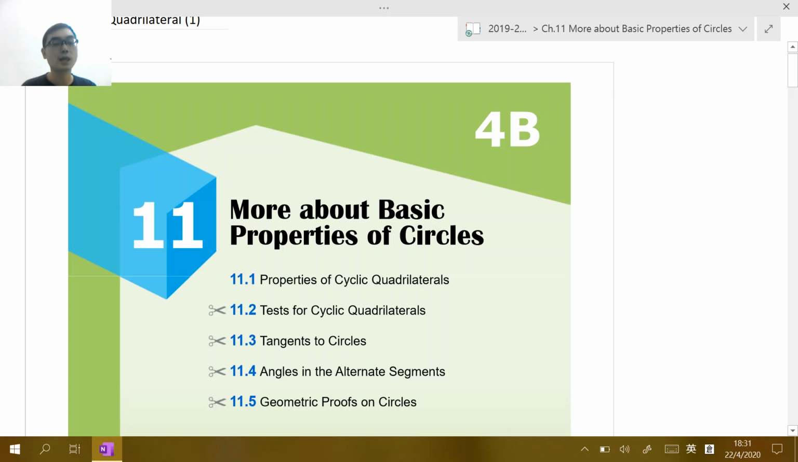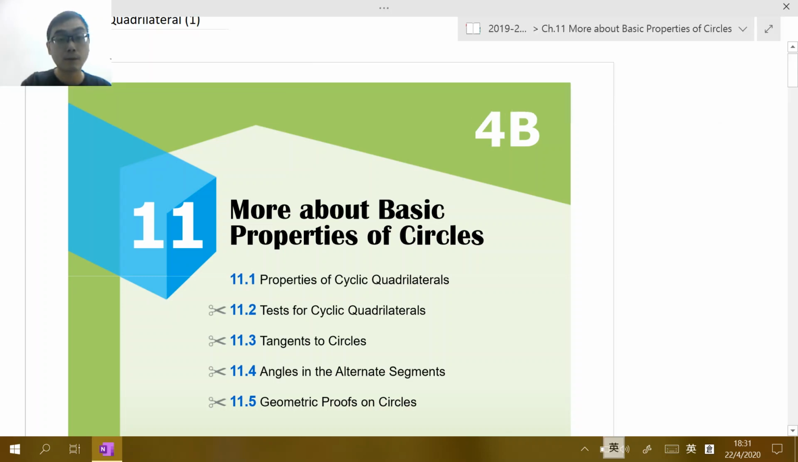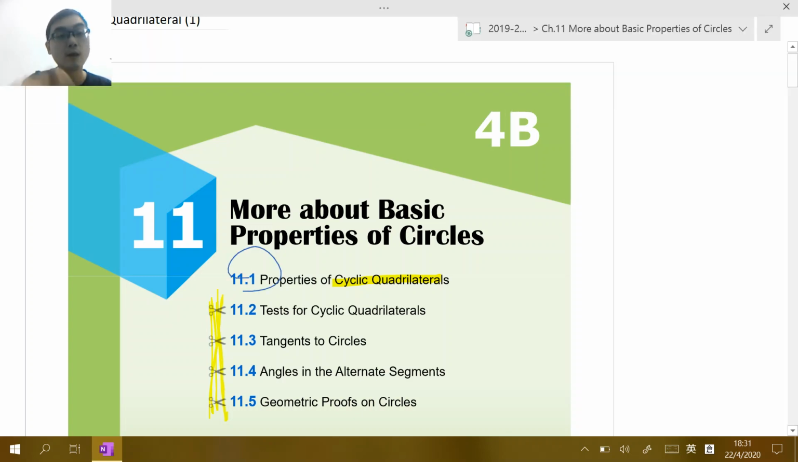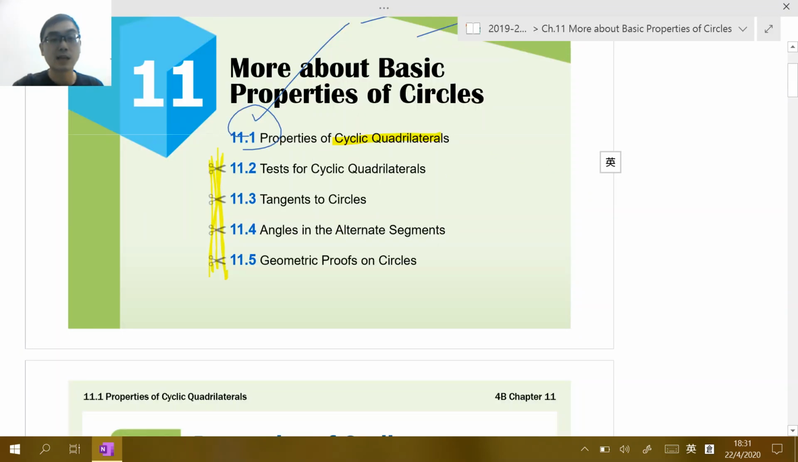As I mentioned, chapter 11.1, the first section of this chapter, is actually very, very common that you can see in DSE. And also you have to understand the concept of the words cyclic quadrilateral. Do remember that in many chapters you have the scissors here, which means they are long foundation. But exceptionally, you can see the first one is foundation. That means that this one also appeared in session 8, which means it's very important. So don't miss it. Now let's take a look at the meaning of cyclic quadrilateral.